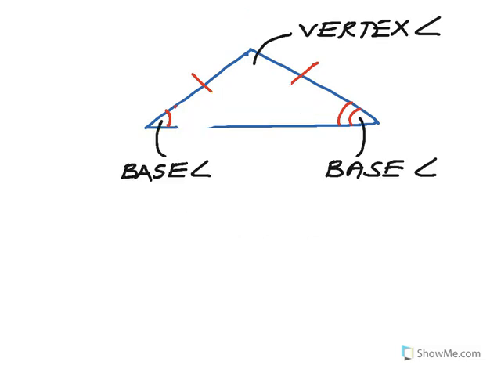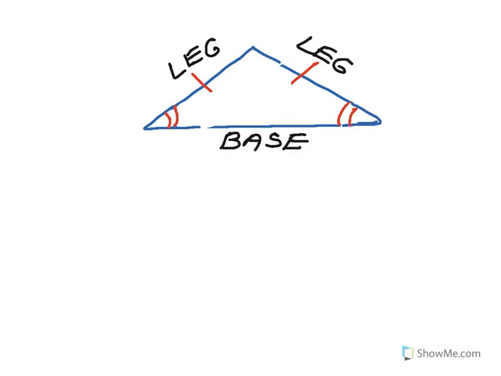In an isosceles triangle, the angle that's included between the two congruent sides is called the vertex angle. And the two congruent angles that are opposite the congruent sides are both called the base angles. With respect to the sides of an isosceles triangle, the two congruent sides are both the legs of the triangle. We call those the legs. And the side that's included between the two congruent angles, opposite the vertex angle, is called the base.